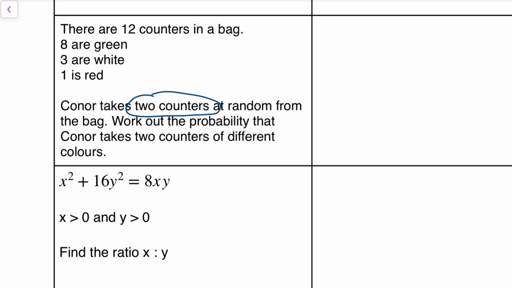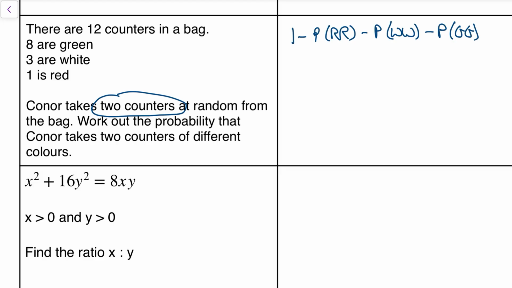Now, 2 ways of doing this. You could do a green and a red, a white and a red, a green, but the problem is you've got lots of combinations. So I'm going to do 1 minus the probability of red and red, minus the probability of white and white, minus the probability of green and green. In other words, I'm basing on the assumption that if you add all probabilities together, that's 1. So I'm taking away the ones I don't want, and that leaves me with the ones I do want, which is different counters. Again, simplistically, 1 minus the same is the different.